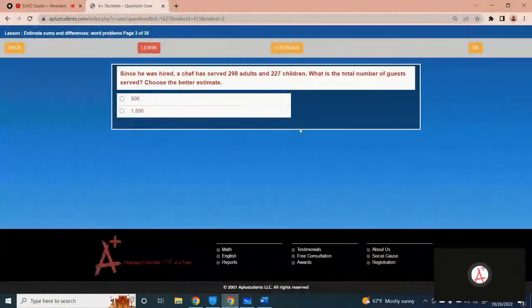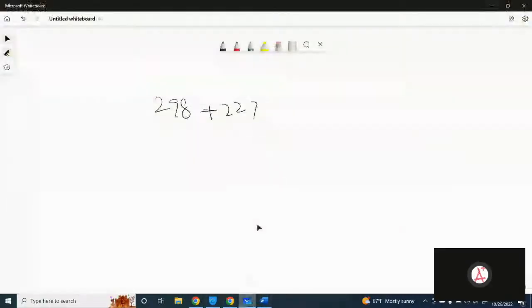298 and 227. What is the total number of guests served? You have to find the total number of guests. So that means you have to add them. Got it? The numbers are 298 and 227. So you have to round off the numbers. You have to estimate the answer.